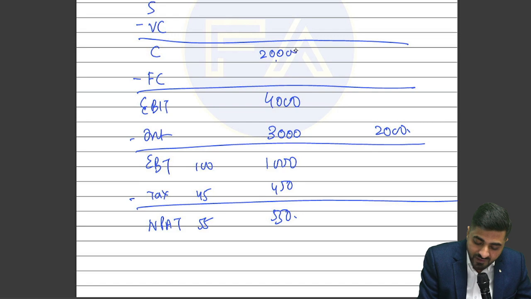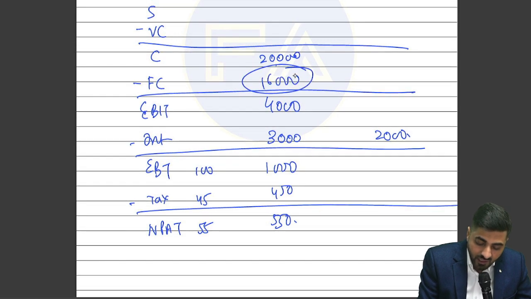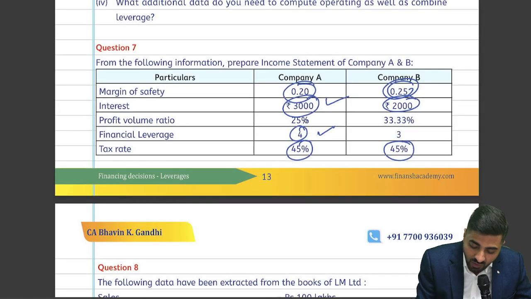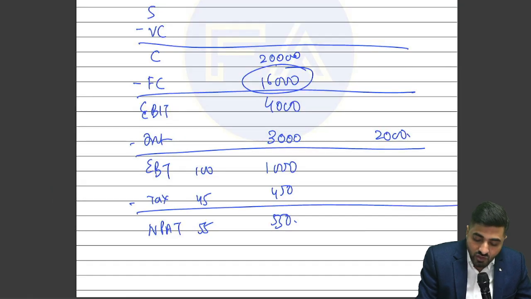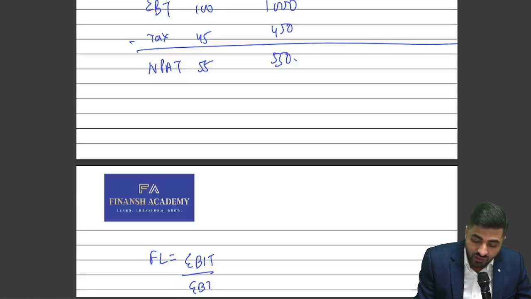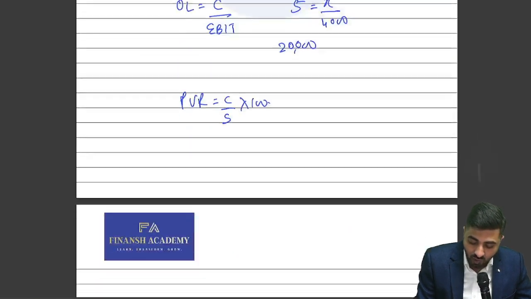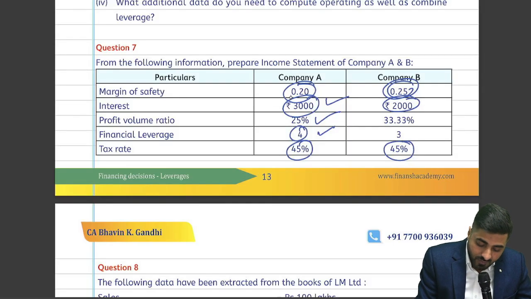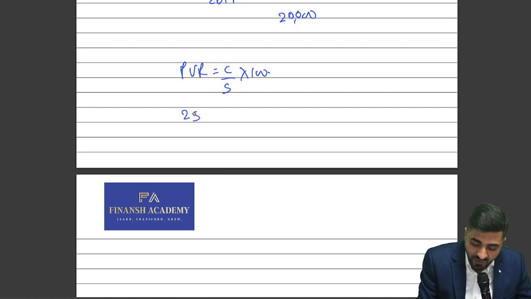What is the amount of my fixed? Do I have PV ratio available, yes or no? Yes, sir. How much is the PV ratio? 25%. So what is the formula for PV ratio, guys? Contribution by sales. Now, do I have the contribution available? Yes or no? Yes, sir. What is the PV ratio, guys? PV ratio is 25%. 25 is equal to contribution I got, 20, upon sales into 100. Can I get the amount of my sales?